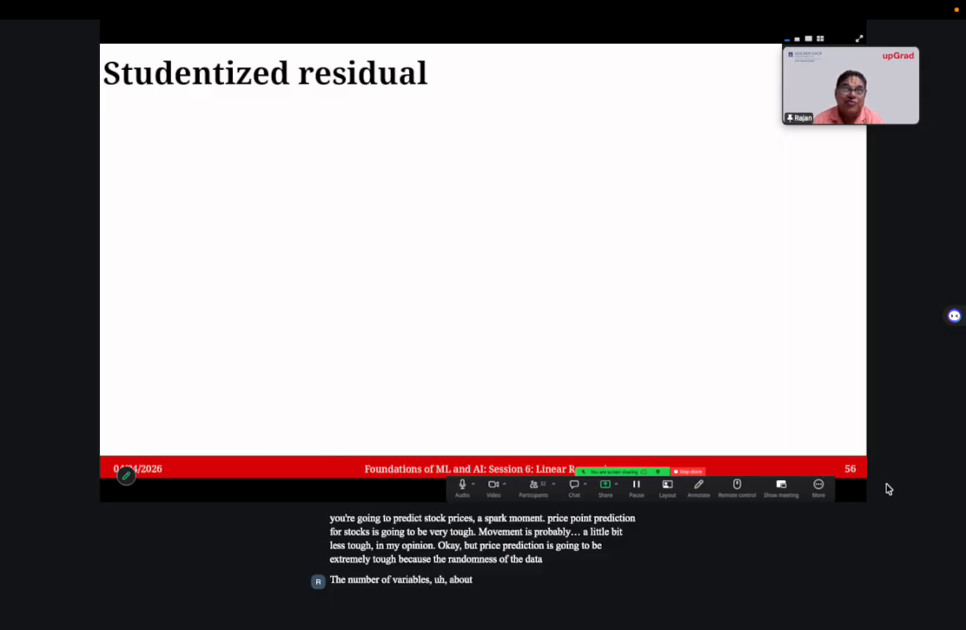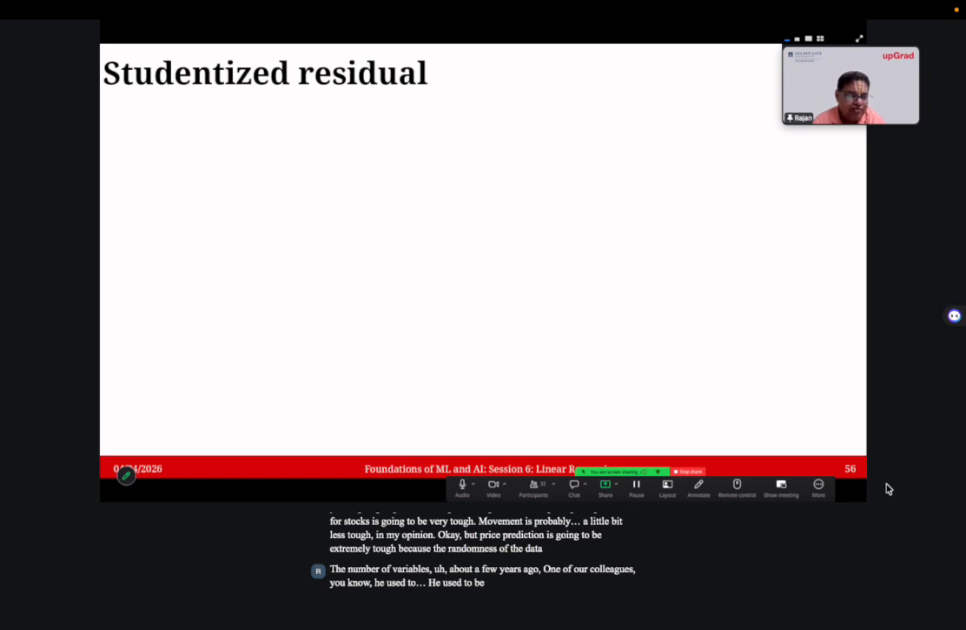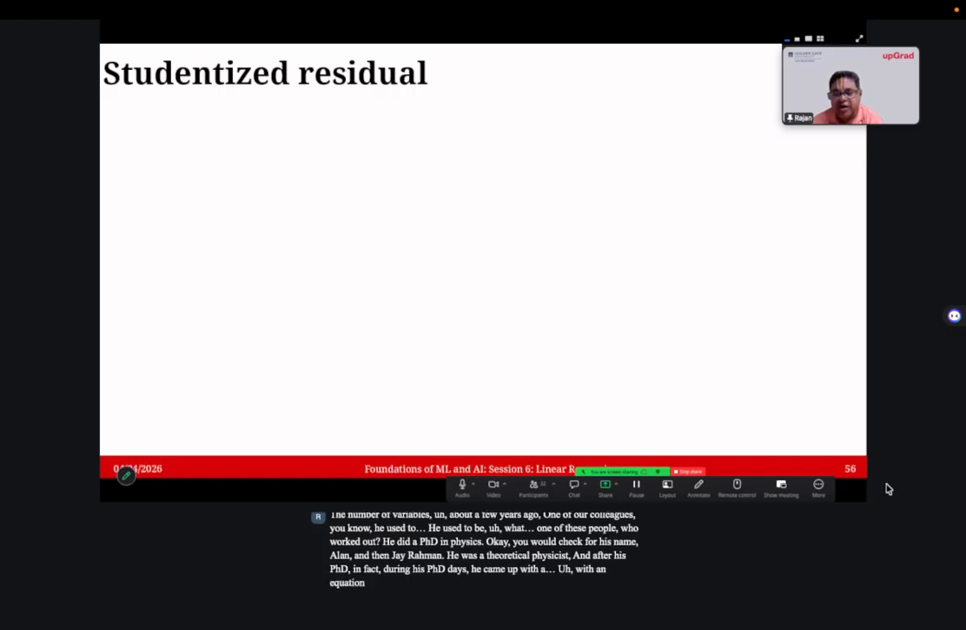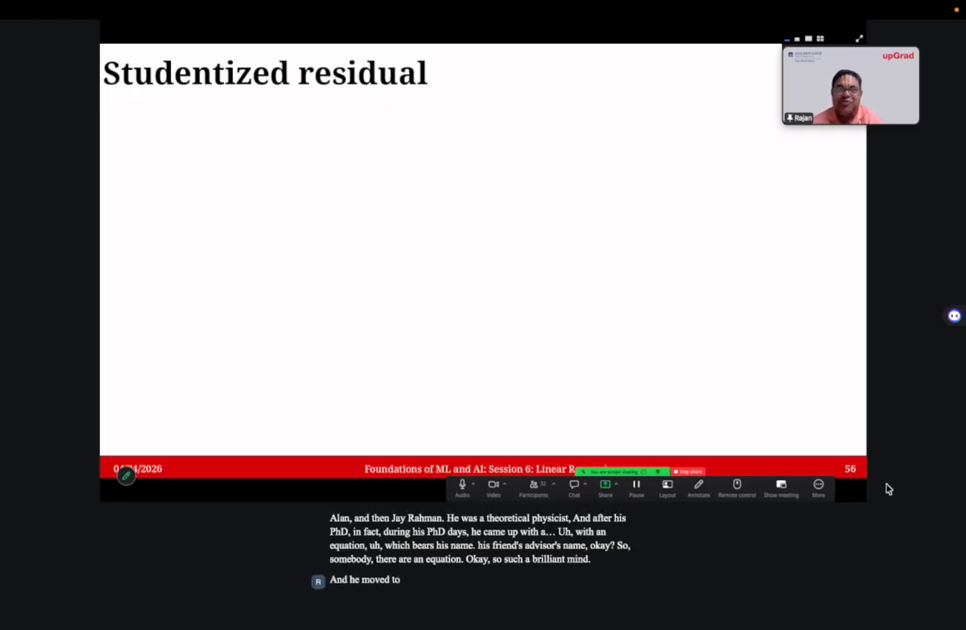About a few years ago, one of our colleagues did a PhD in physics. You could check his name, Anandan Jayaraman. He was a theoretical physicist, and during his PhD days he came up with an equation which bears his name and his advisor's name, the Jayaraman equation. Such a brilliant mind, and after his PhD he moved to finance.